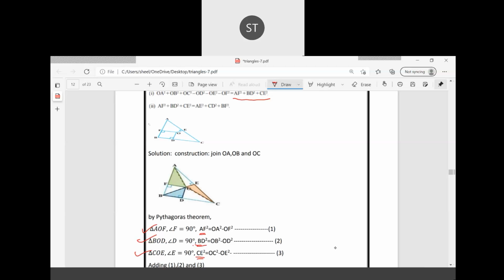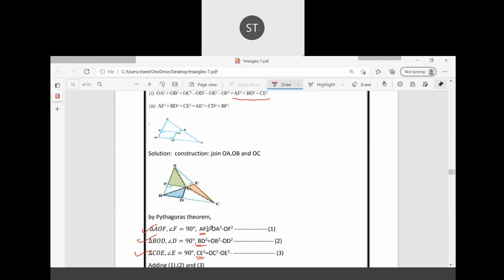What is CE square? According to the question, we are writing AF square, BD square, CE square for the respective triangles. In between, one letter we added, that is O, the center only. Now if you consider, angle AOF is 90 degrees. So naturally, which is the hypotenuse for us? The opposite side only is the hypotenuse.